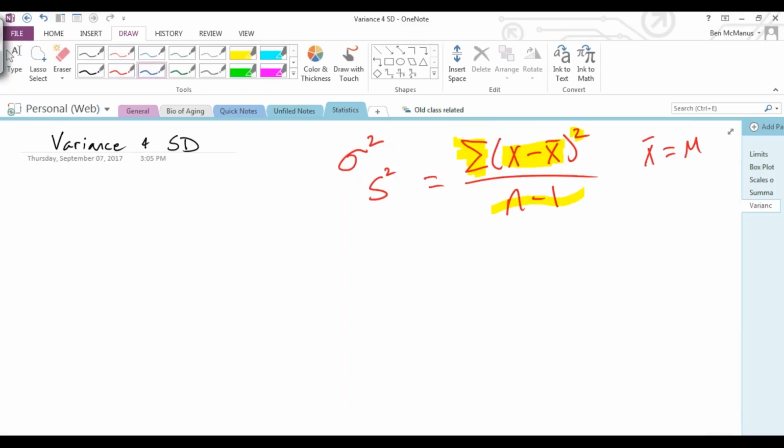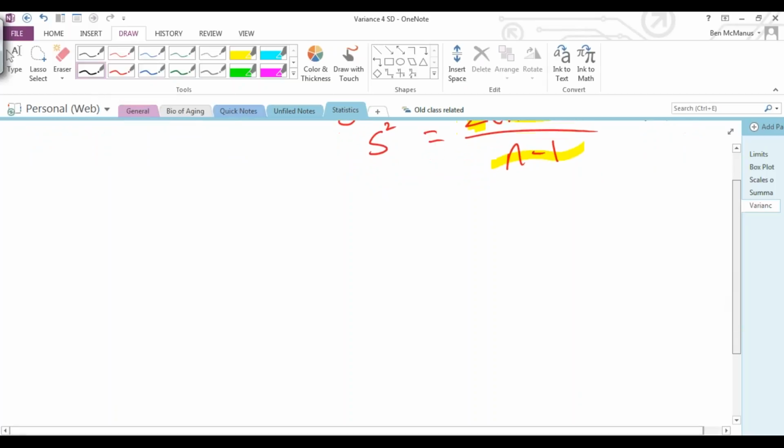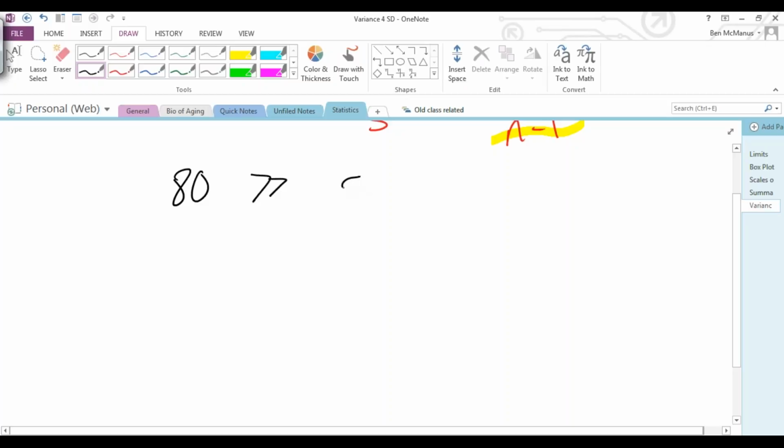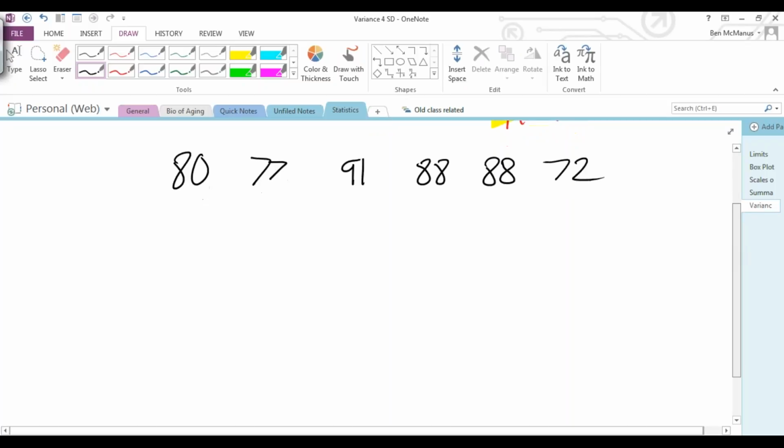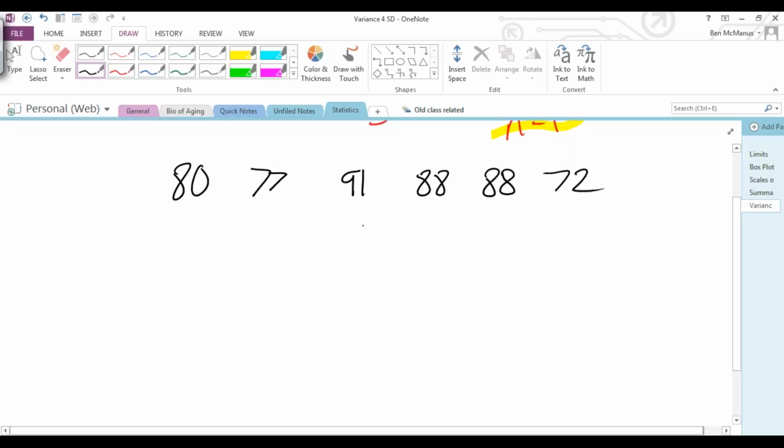So think about the formula as we go through this, because what it's telling us is, hey, how far apart from the mean are my data? So let's take a made-up example. Let's say that there was a test, a statistics test taken a few years ago, and there were only 6 people who took this test. Their grades were 80, 77, 91, 2 people got 88s, and a 72. We want to know the variance for these data.